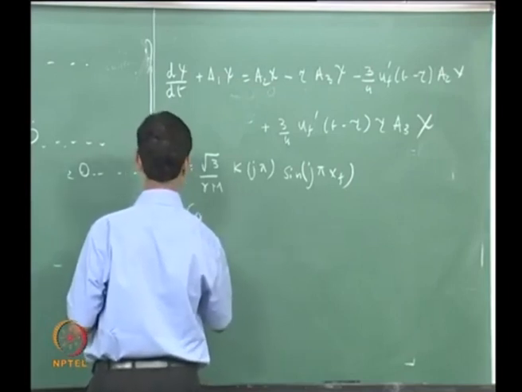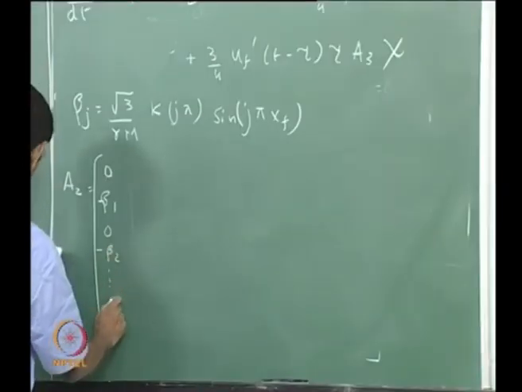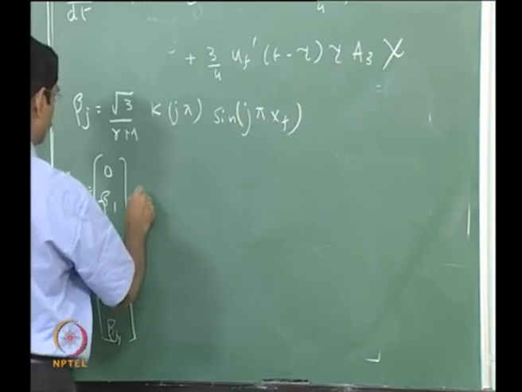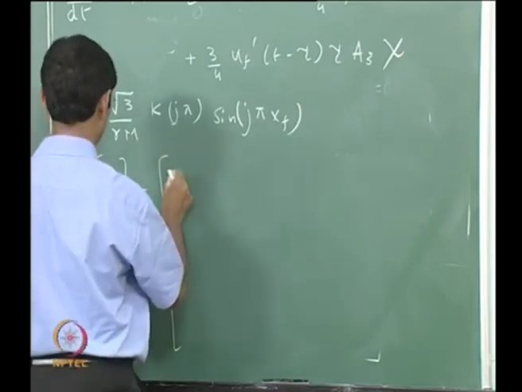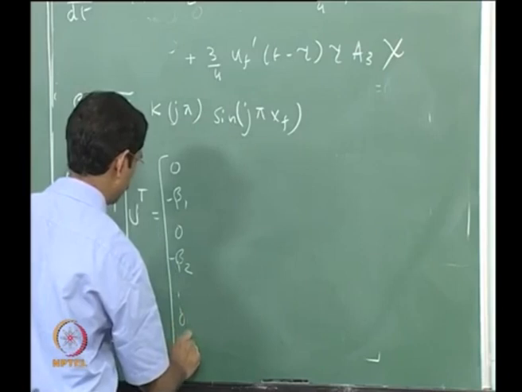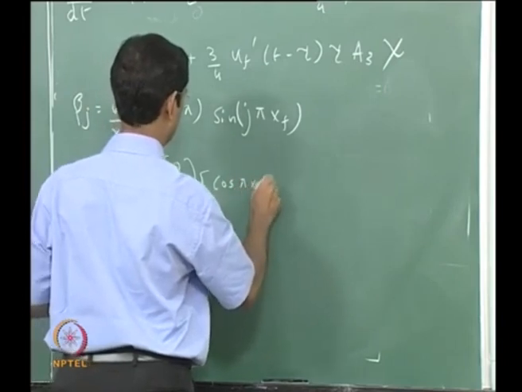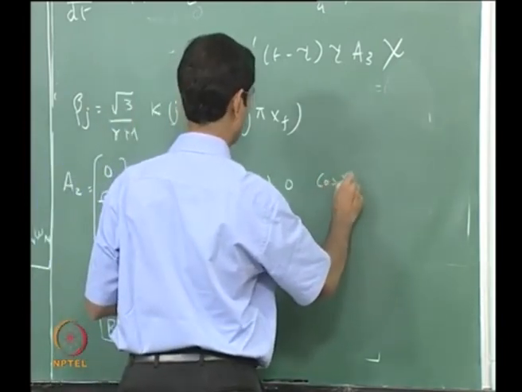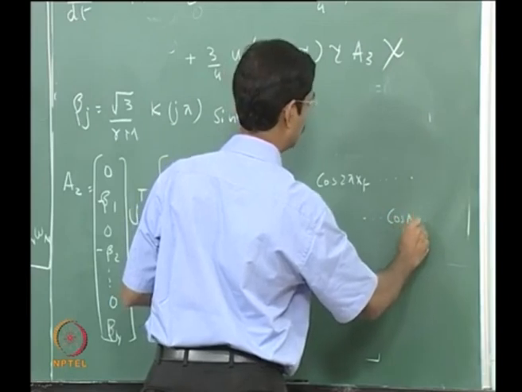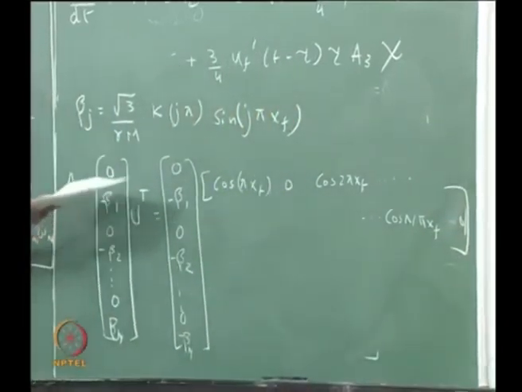0, beta 1, 0. We have a minus sign, so we will put the minus sign also here, 0, beta n, times u transpose. This would be 0, minus beta 1, 0, minus beta 2, 0, minus beta n, times cos pi xf. I am just trying to expand, this is the definition of u transpose, times cos n pi xf, 0. So we just have to multiply.